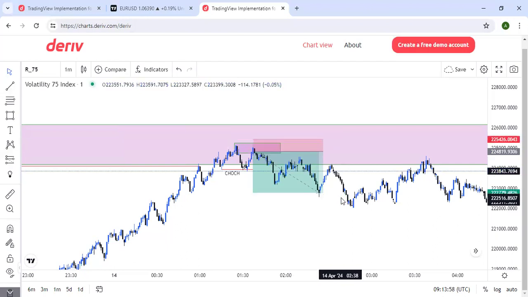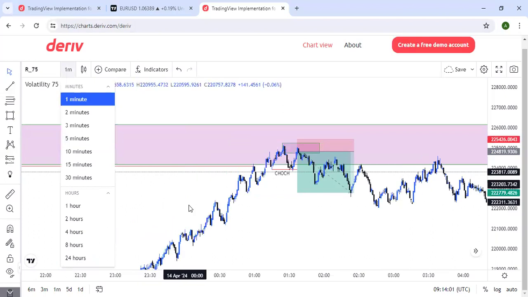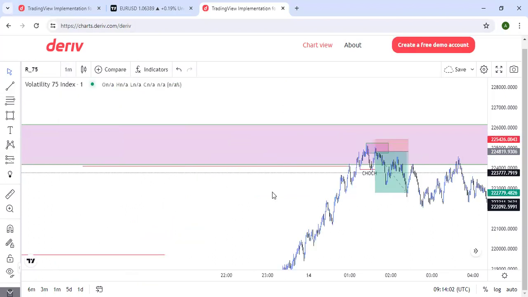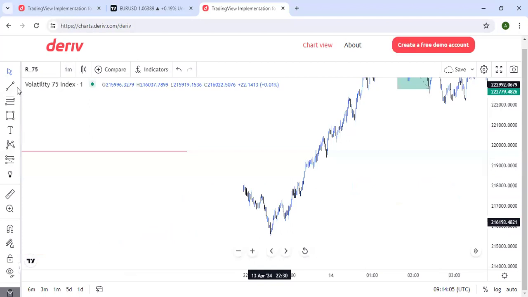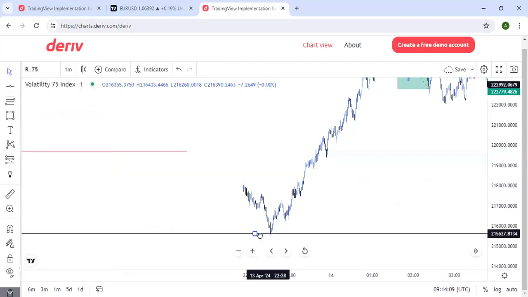But my major target is the M30 low. All right. So where is the M30 low? Let's see it. It was here. So this was where it was. See it here. This is your M30 low.